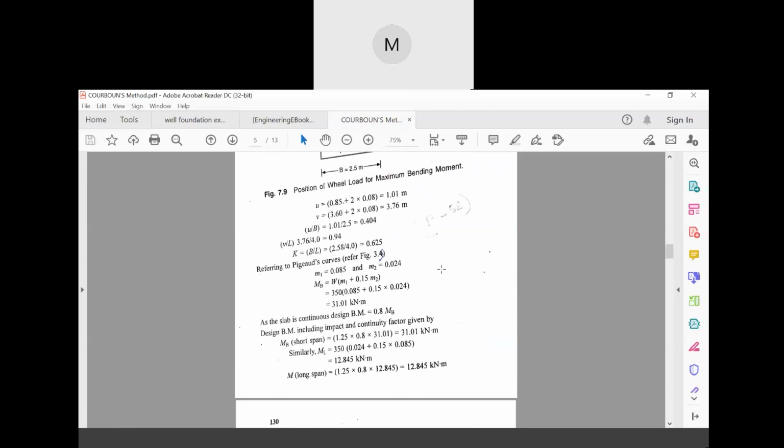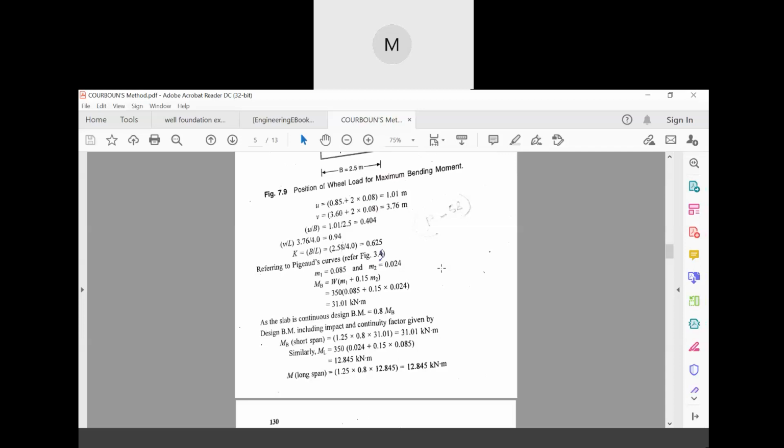Then this MB and ML, we'll have to find out. So in this way, we'll be able to find out the capital M, MB and capital ML from small u and small v. Now, just think or consider one thing.